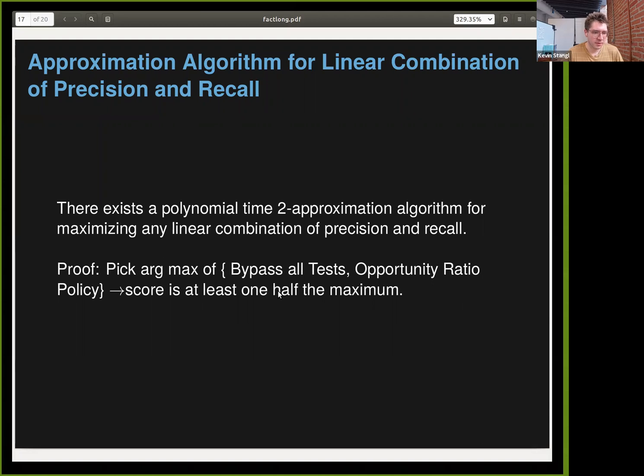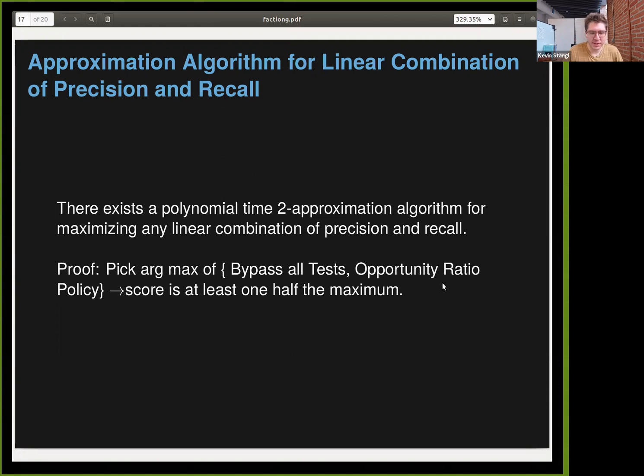So we have a few results here, and the first one, which is very nice because it has a proof that is one line, is that there's a polynomial-time approximation algorithm for maximizing the linear combination of precision and recall. In words, what this means is that I exhibit some policy in polynomial time which is at least 1/2 the maximum linear combination score I could get with a better search algorithm, compared to the optimal. The simple solution is you pick the argmax of bypassing all tests, or the opportunity ratio policy, looking at their score of precision and recall.